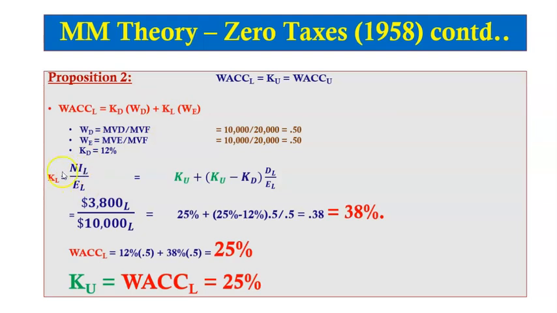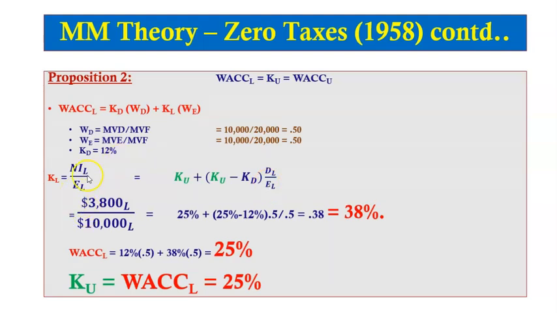So that we calculate here. The cost of levered equity is equal to the net income of the levered firm divided by the equity of the levered firm, which can also be represented mathematically as the cost of unlevered equity plus the cost of unlevered equity minus the cost of debt into the weight of debt divided by the weight of equity. You can also take the numbers here, for example 10,000 divided by 10,000, which will give you 1, or you can do 0.5 divided by 0.5. I have put the value of debt and the value of equity here.